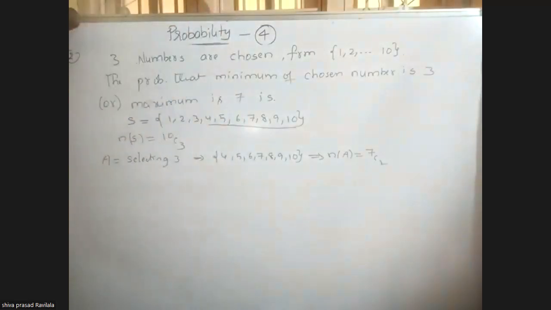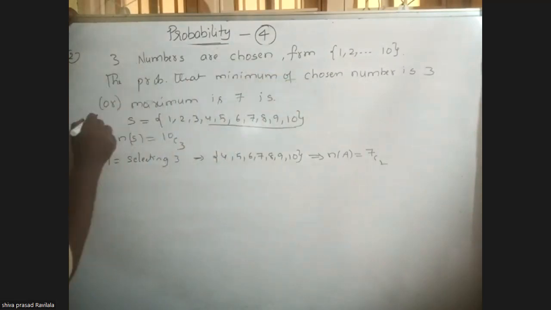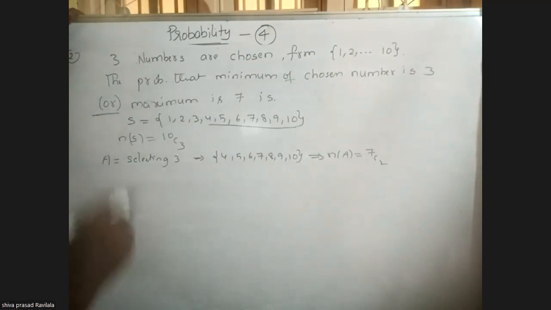And before, the question was conditional probability. In this addition theorem, our condition is the probability that the minimum chosen number is 3, or, this is the keyword, or the maximum is 7. Therefore, N of A is equal to 7C2. And B is equal to maximum 7.